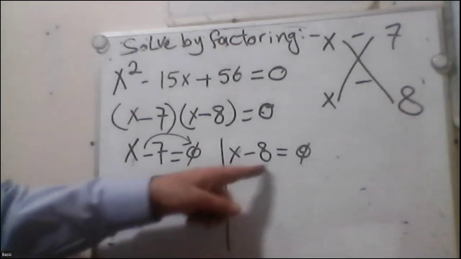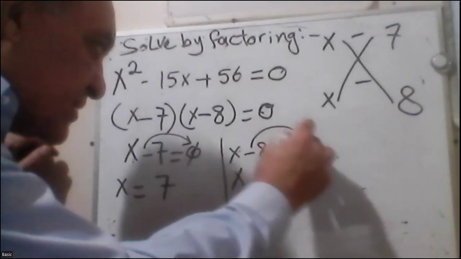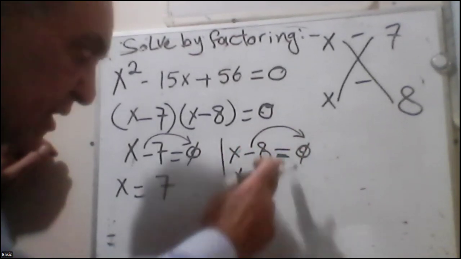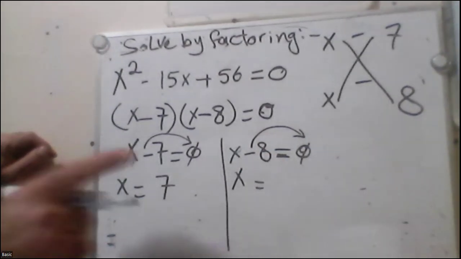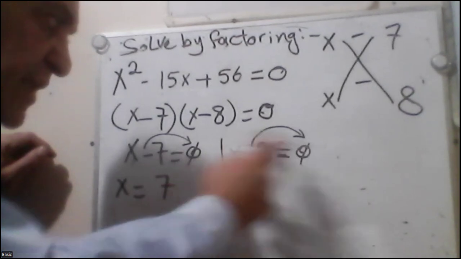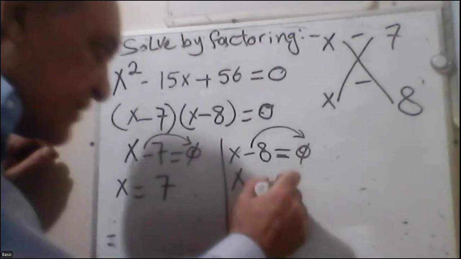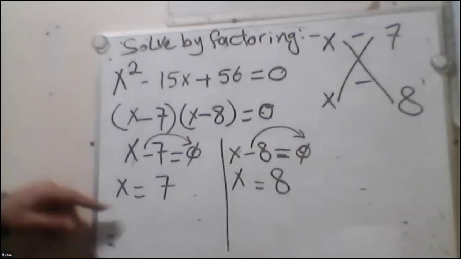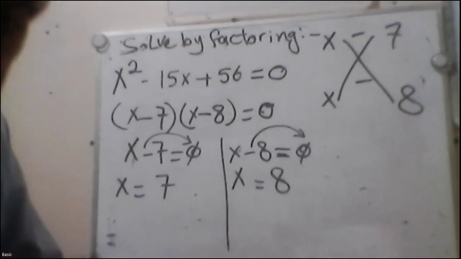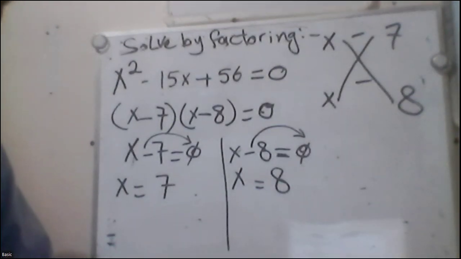Then x minus 8 will equal 0. I will take the minus to the other side. Once I pass the equal sign to the other side, the negative becomes positive and the positive becomes negative. So it will be 8. So x will equal 7 or x will equal 8 for this solution here. That's what I want.